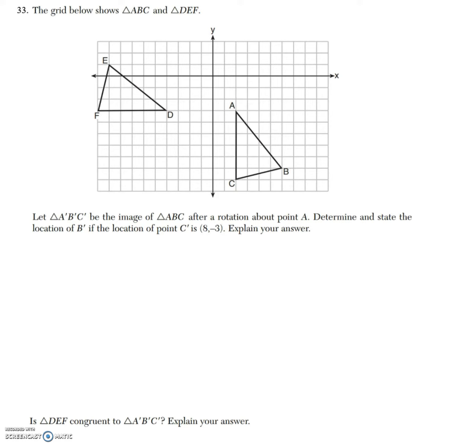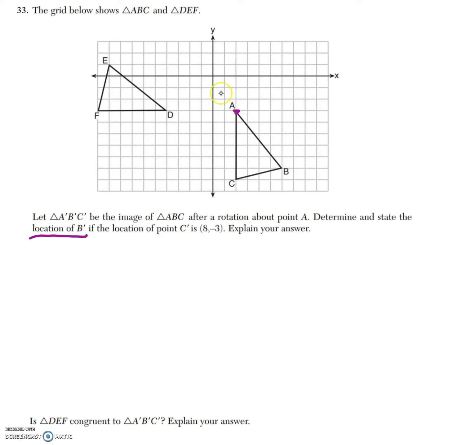So the grid below shows triangle ABC and triangle DEF. Let A prime, B prime, C prime be the image of triangle ABC after a rotation about point A, which is right here. Determine and state the location of B prime if the location of C prime is (8, -3).